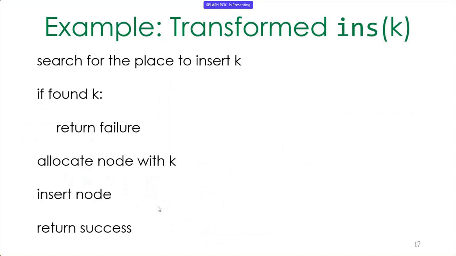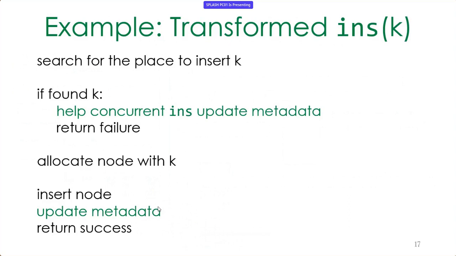So first, as I said earlier, after we modify the set, we need to update the metadata. So here, after we insert a node into the set, we need to update the metadata to reflect the insertion. Another thing I talked about is how operations have to help operations that operate on the same key. So here, you can see it in this case, where if we find k, and k was inserted by some insert operation that is still running, that has not yet updated the metadata, then we need to help it update the metadata before we can resume our operation and return failure.